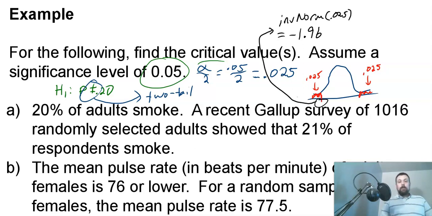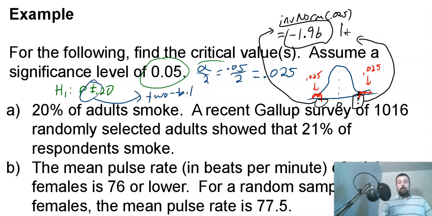Let me draw an arrow up here. But we also want to find the critical value in the right tail. I want to find what this number is. But because of the symmetry, and for z-scores, 0 is right in the middle, if this value is negative 1.96, then for the right tail with the same area in the tail, the value will be the same except it'll be positive.